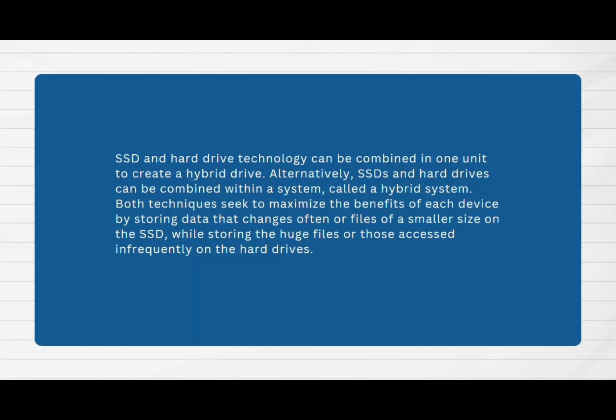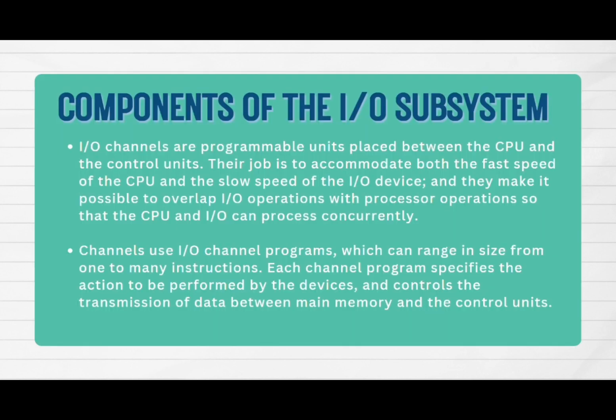SSD and hard drive technology can be combined in one unit to create a hybrid drive. Alternatively, SSD and hard drive can be combined within a system, called a hybrid system. Both techniques seek to maximize the benefit of each device by storing data that changes often or files of a smaller size on the SSD, while storing huge files or those accessed infrequently on the hard drive.